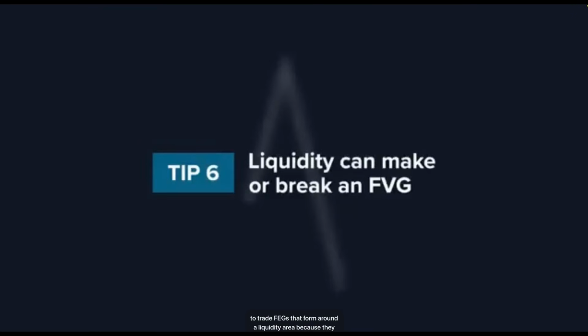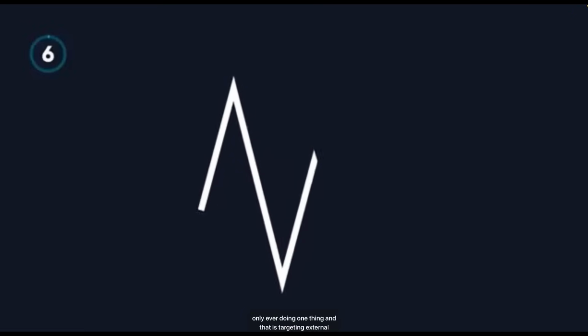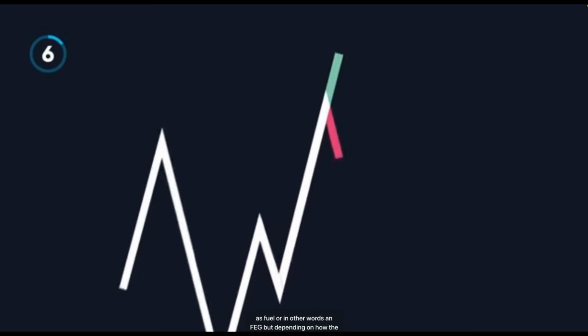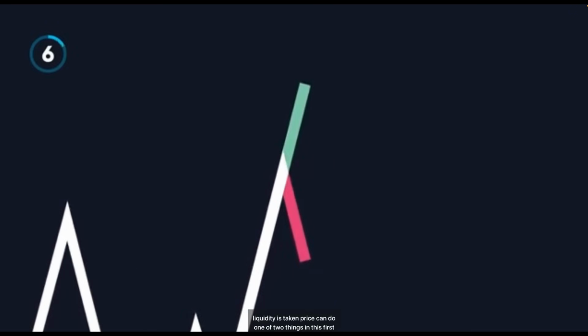For tip number 6, you need to understand how to trade FVGs that form around a liquidity area, because they can offer the strongest fair value gaps possible. Price is only ever doing one thing, and that is targeting external range liquidity, which is either a previous swing high or a swing low. And to get there, it uses internal range liquidity as fuel, or in other words, an FVG. But depending on how the liquidity is taken, price can do one of two things.